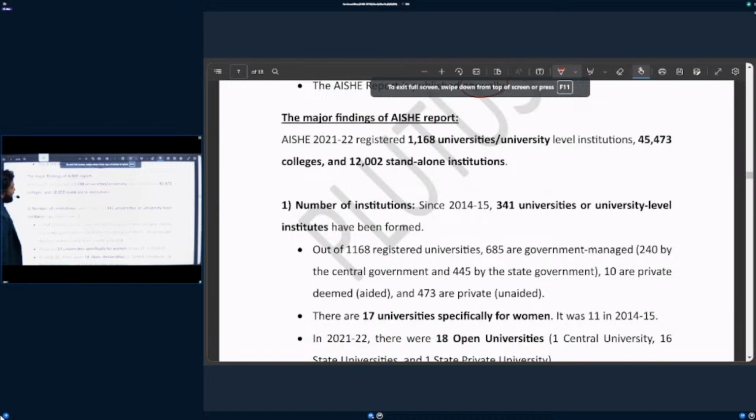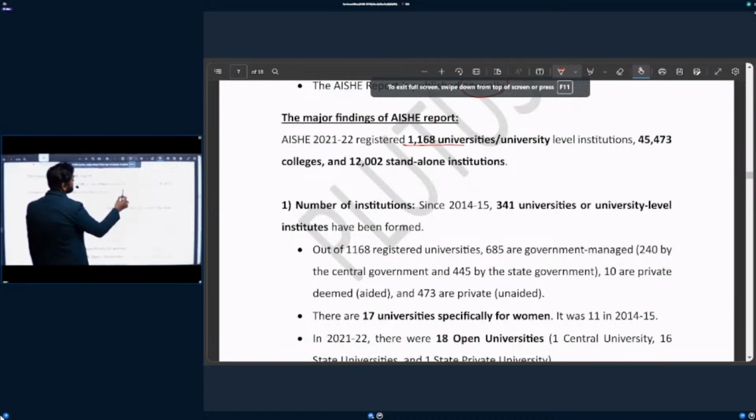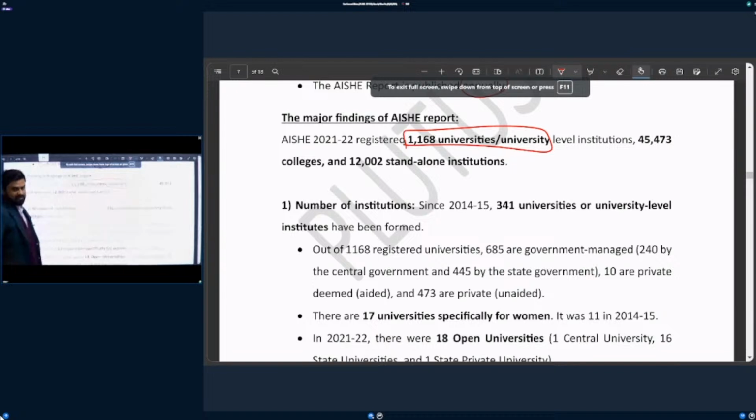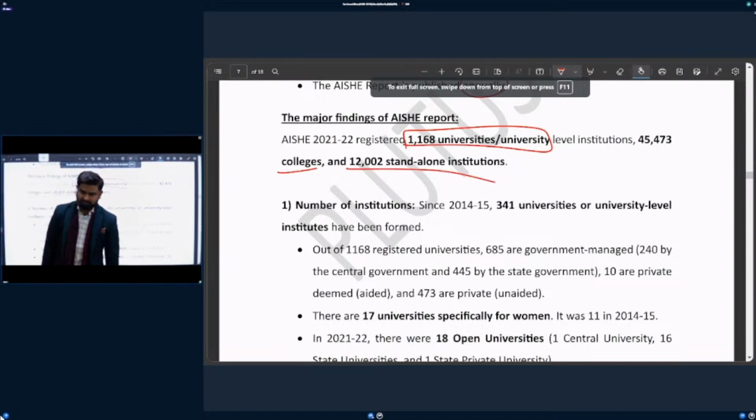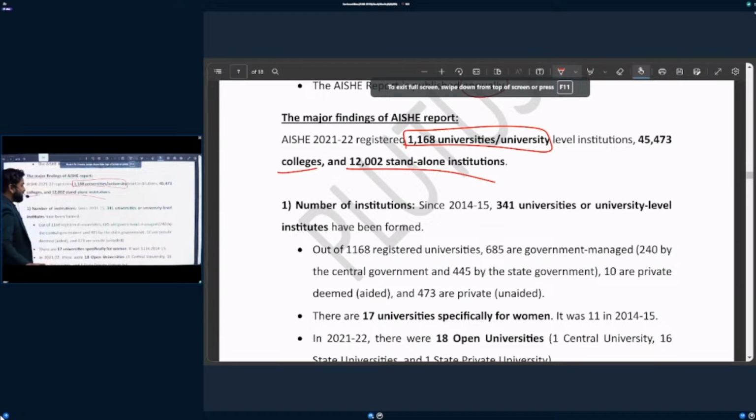The recent report finding is that there are around 1,200 universities in India with around 45,000 colleges with around 12,000 standalone institutes. So you have a lot of universities and colleges in India.